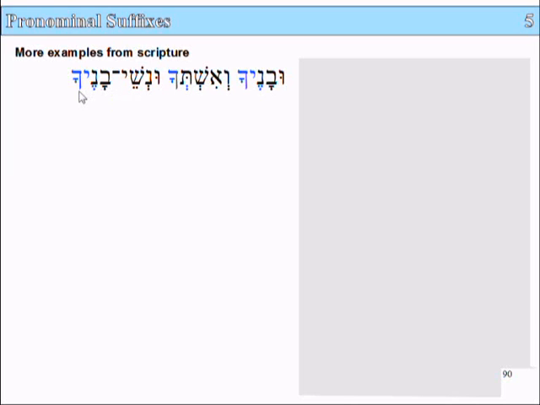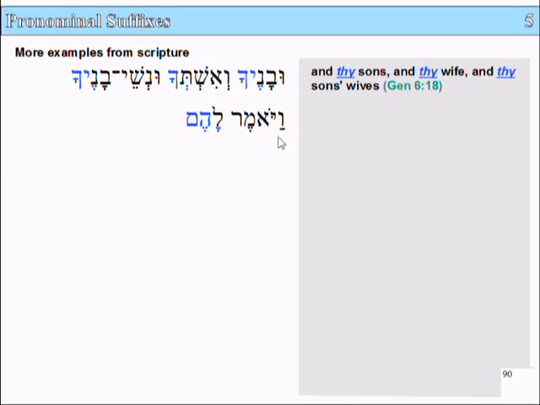Unashay vanecha, your sons. So here we have your sons, and ishtecha, your wife. And thy sons, and thy wife, and thy sons' wives. Uvanecha ve'ishtecha unashay vanecha. Ishtecha, your wife. Vanecha, your sons.